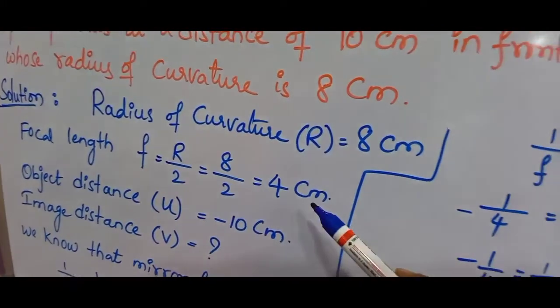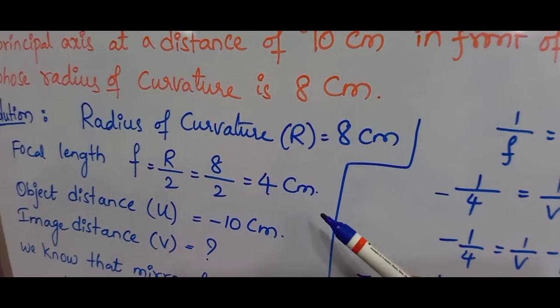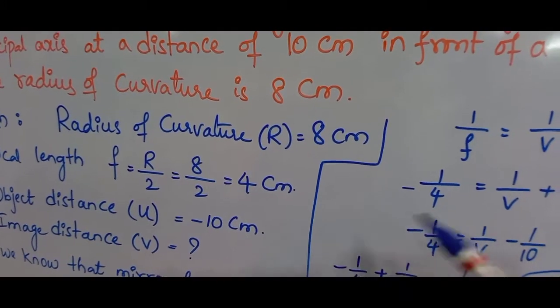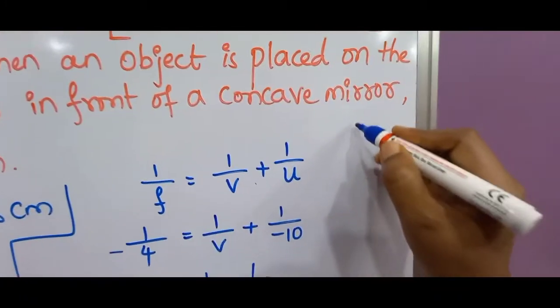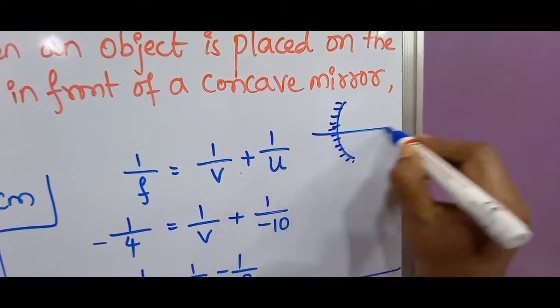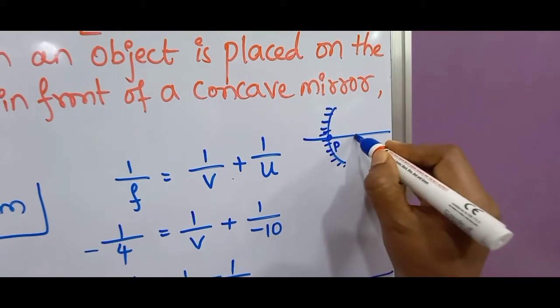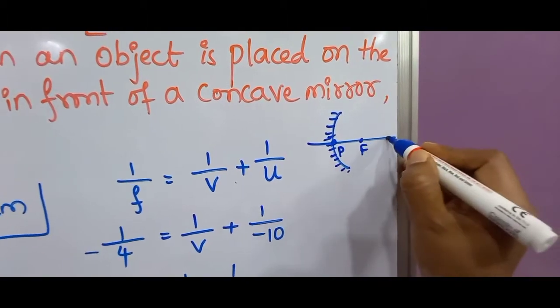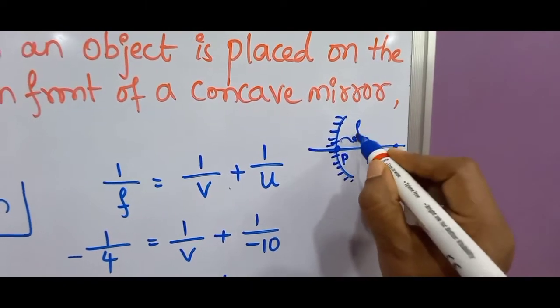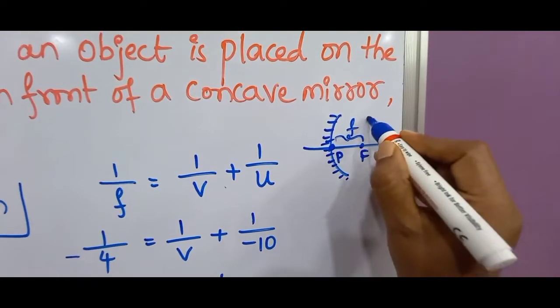Since the focal length is 4 centimeters, this focal length is also a distance which is measured from the pole towards the focal point. Okay, like this. If the concave mirror is there, then this is the pole and this is the focal point. This is somewhere in the center of this concave curvature. So the distance from here to here is the small f, the focal length. This focal length, how much is it?